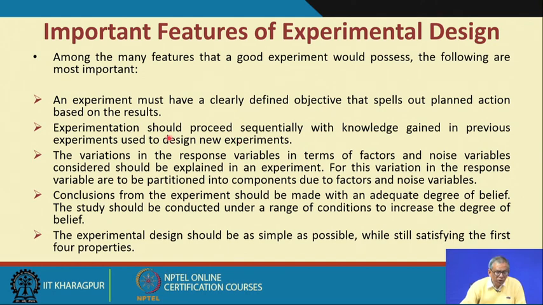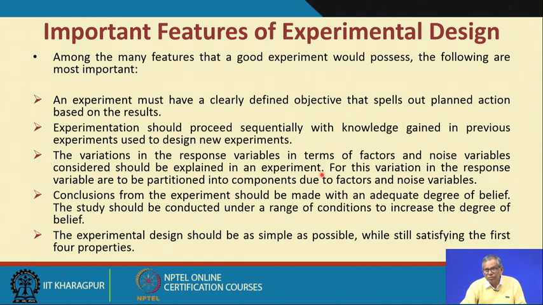What is point number 2? Experimentation should proceed sequentially, with knowledge gained in previous experiments used to design new experiments. That means this is not a one-time activity. Initially there could be one experiment, maybe started with just 2 factors, and when you get the results, then you think of whether you can add a 3rd factor or a 4th factor. So it is continuous, with the developing scenario. The variations in the response variables in terms of the factors and the noise variables considered should be explained in an experiment.